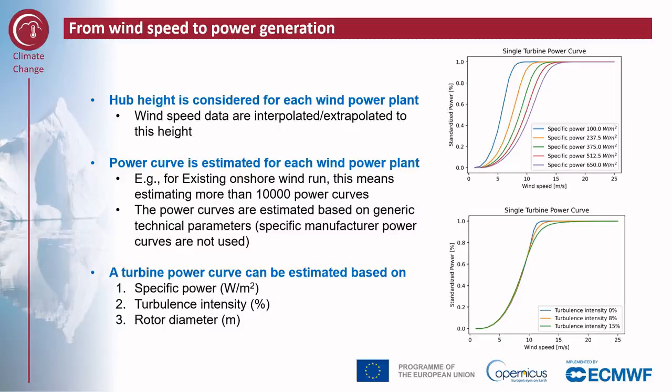Considering a turbine power curve, so power curve for a singular turbine, we use specific power, turbulence intensity, and rotor diameter. So we need to have these inputs for every wind power plant we want to model. And on the right-hand side, you can see an overview of how these parameters impact the power curve.